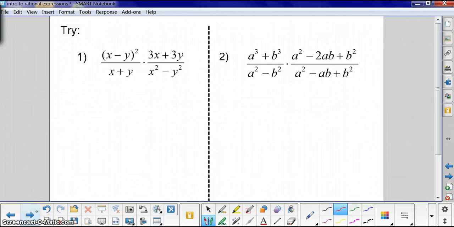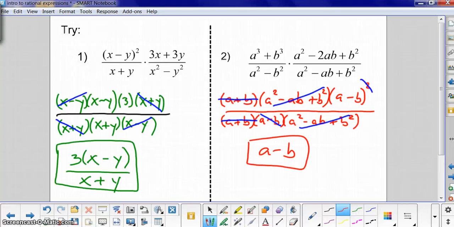Here's a couple problems for you to try. Put me on pause, take a few minutes, see how it goes, check your answers when you come back. Okay, so hopefully you had enough time to look over both of them. See my work here in the green on number 1. x minus y squared is x minus y times x minus y. Down here in the bottom it's x plus y times x minus y, as the difference of 2 squares. Reduce, reduce, reduce, final answer.